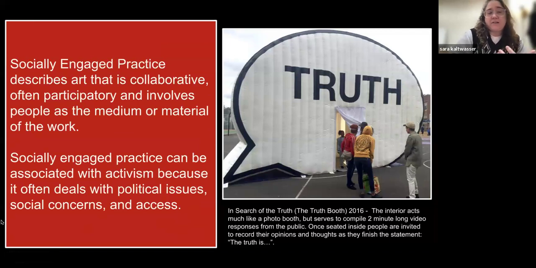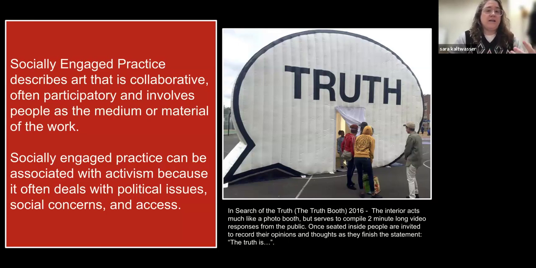Socially engaged practice describes art that is collaborative and often participatory and involves people in the medium or material of the work. Socially engaged practice can be associated with activism because it often deals with political issues or social concerns and access. This image right here is a really lovely example of socially engaged art. It's a piece by Hank Willis Thomas called The Truth Booth.